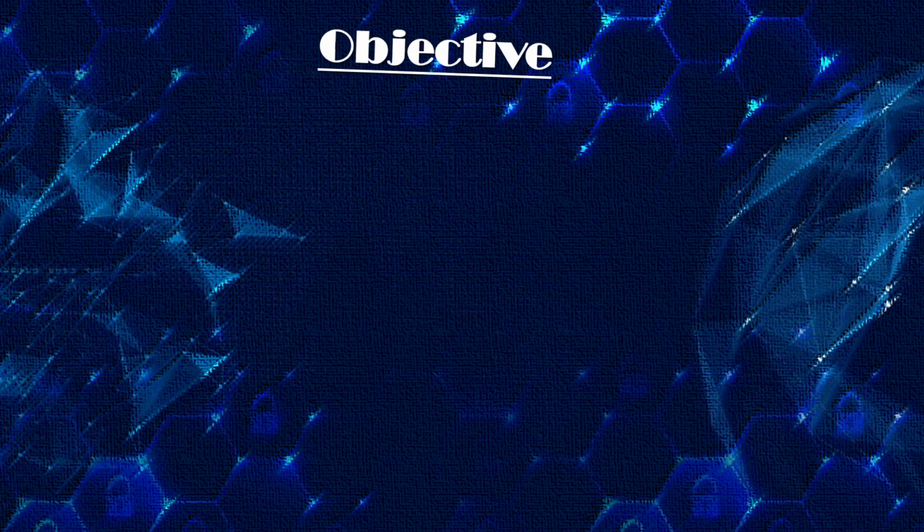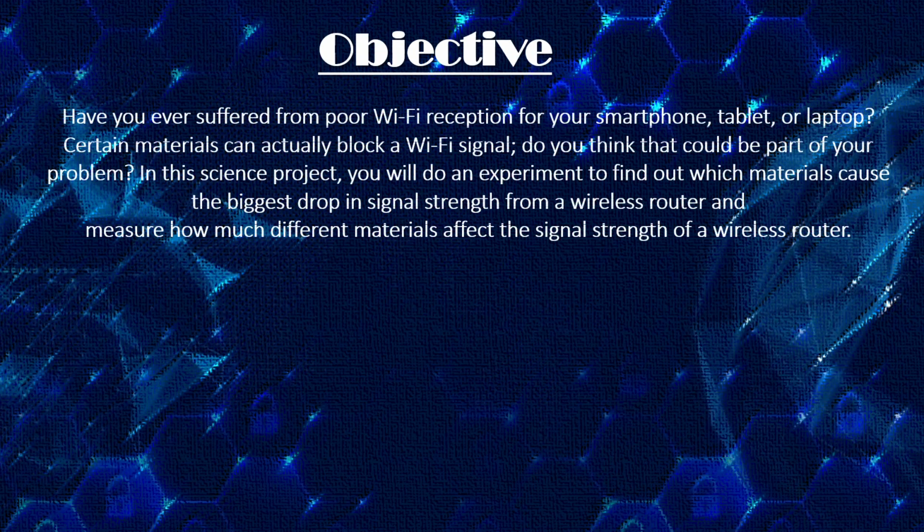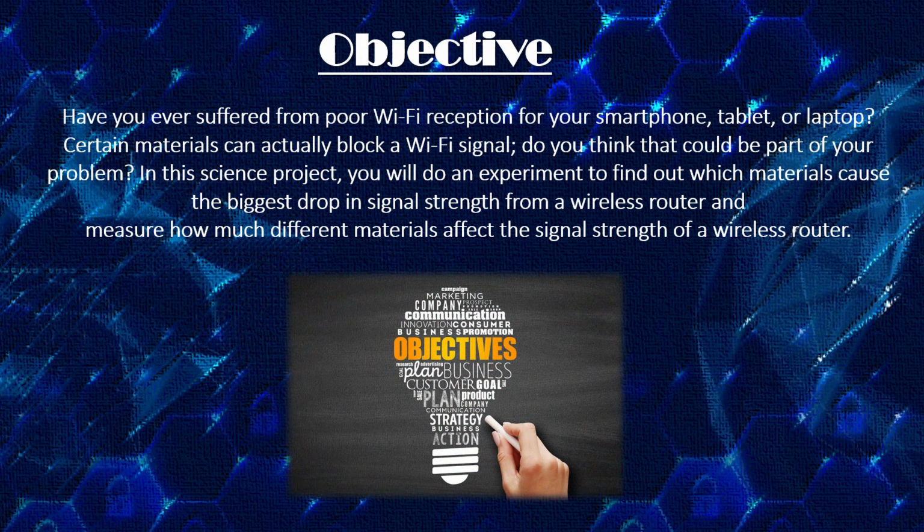Have you ever suffered from poor Wi-Fi reception for your smartphones, tablets, and many more? Certainly, yes, because many materials can actually block your Wi-Fi signals, and that could be a part of your problem. So, in this science project, we will do experiments to find out which materials can cause the biggest drop in the signal strength from a wireless router and measure how much different materials affect the signal strength of a wireless router.